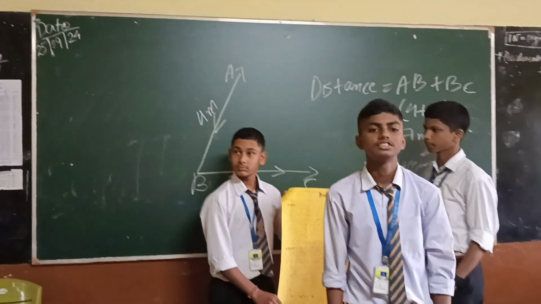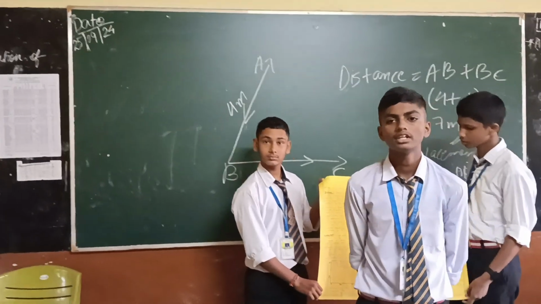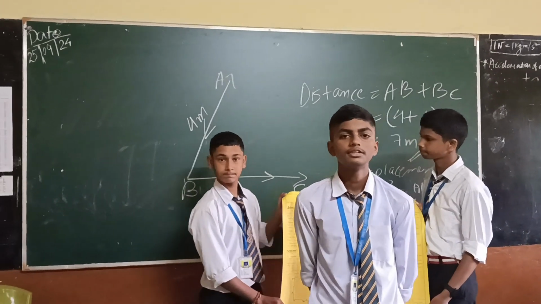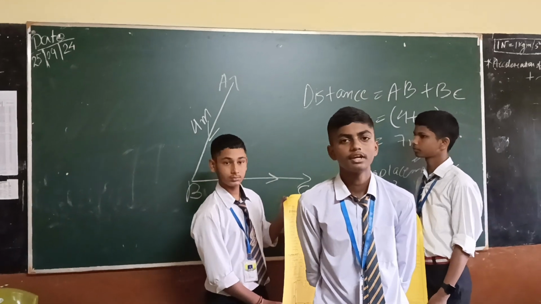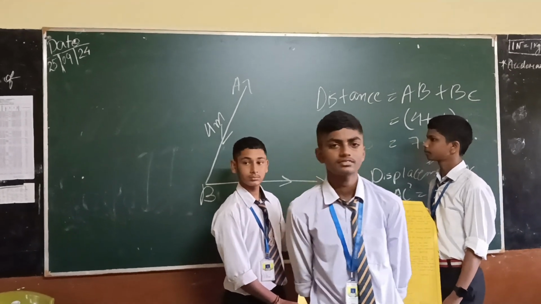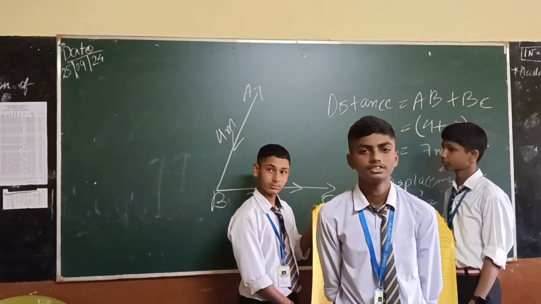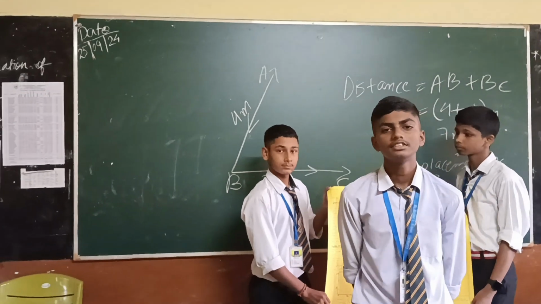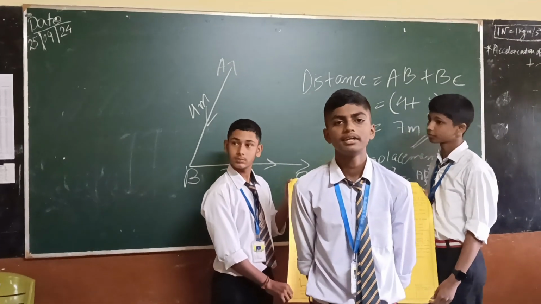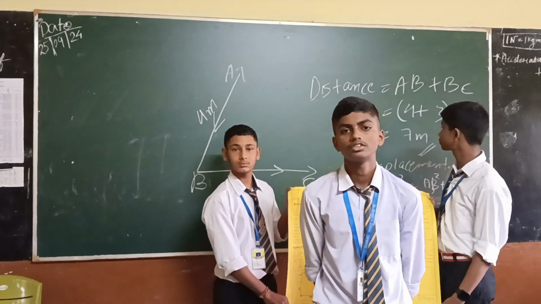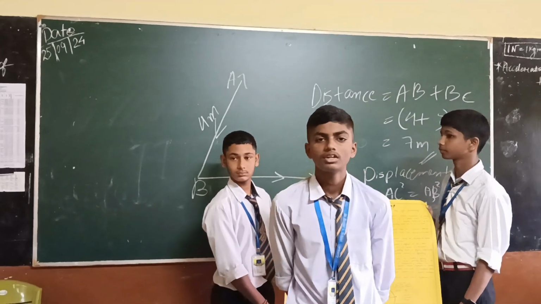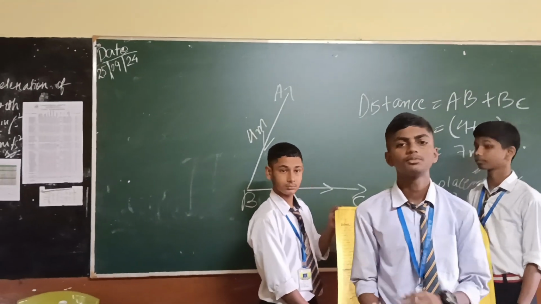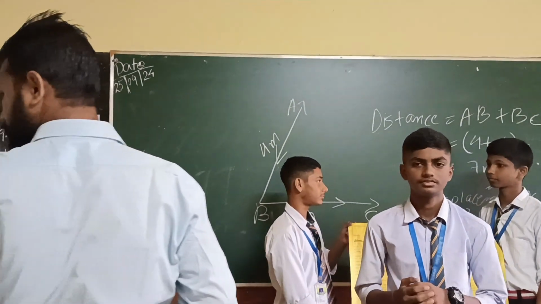At first, what is distance? Distance is the total path traveled, or the actual path traveled by an object, and it gives the details of the travel path from one point to another point. And we all know that it is a scalar quantity, as it depends only on magnitude, not on direction. And what is a vector quantity? It depends on both magnitude as well as direction.